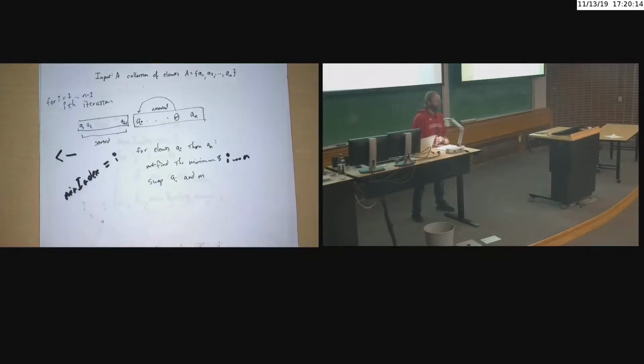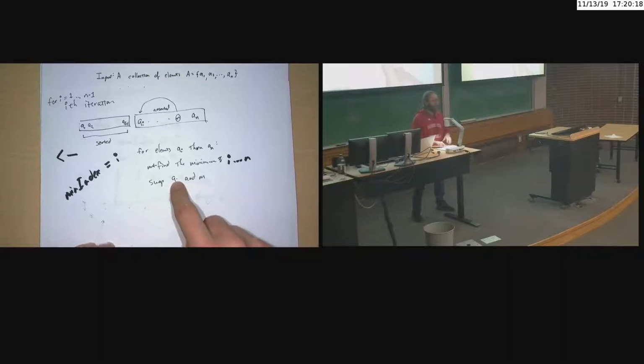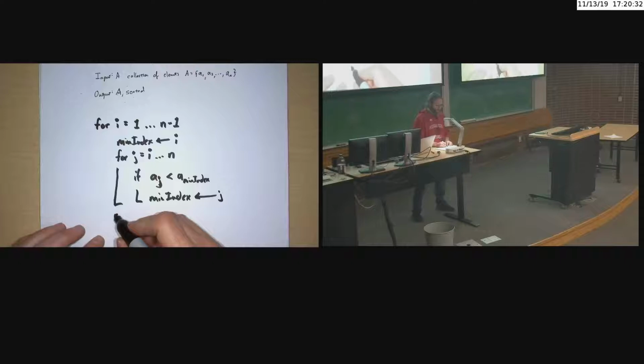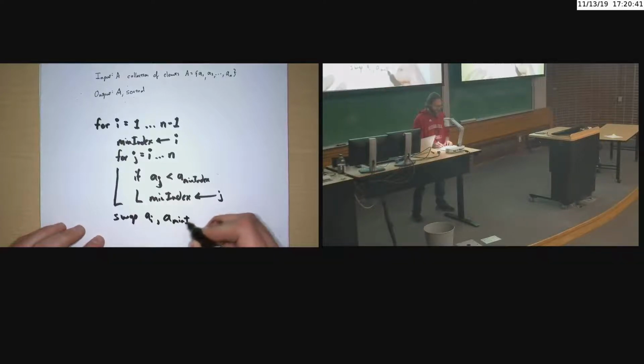Well, I would create a temporary variable, int t is equal to a sub I, a sub I is equal to a sub m, a sub m is equal to that temporary variable. So 3 lines of code. This is pseudocode. It allows me to skip those kind of minute, unimportant details and just use plain old English. Swap a sub I and a sub min index. There.